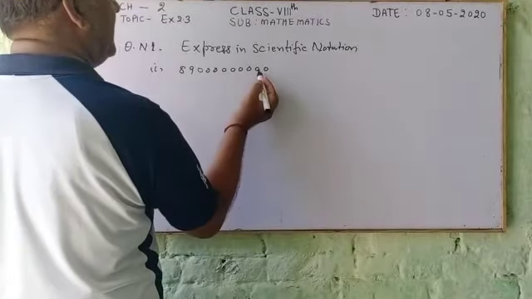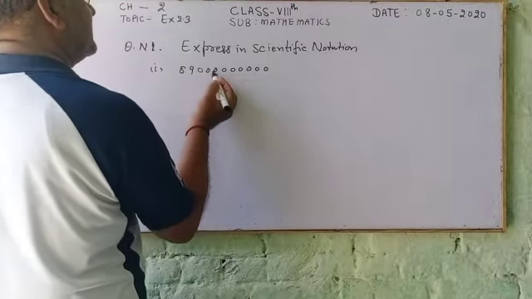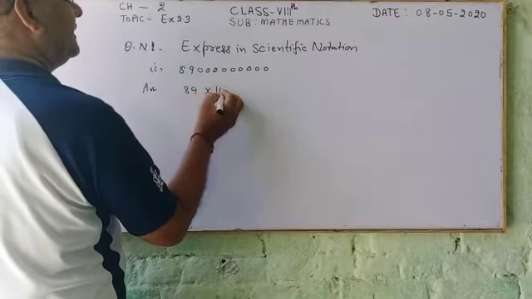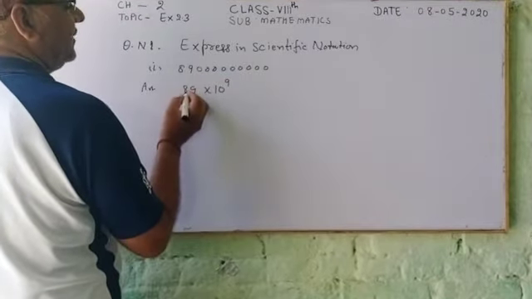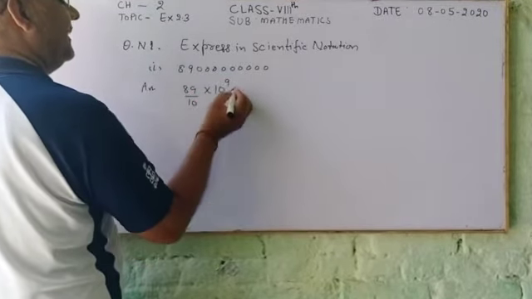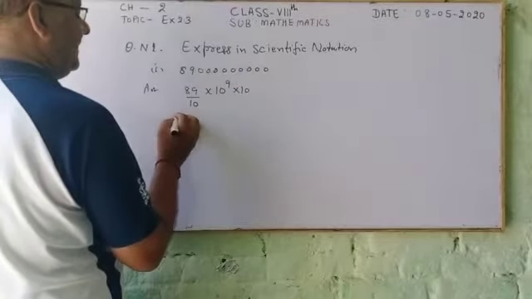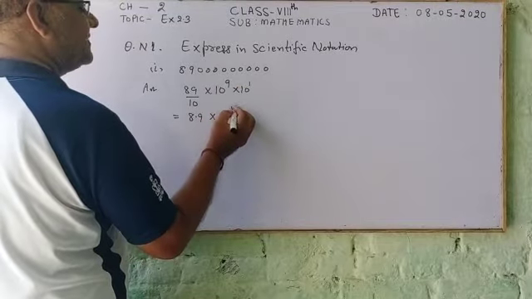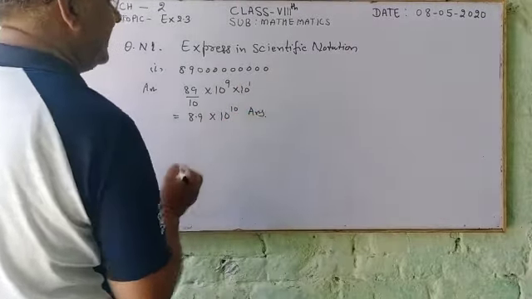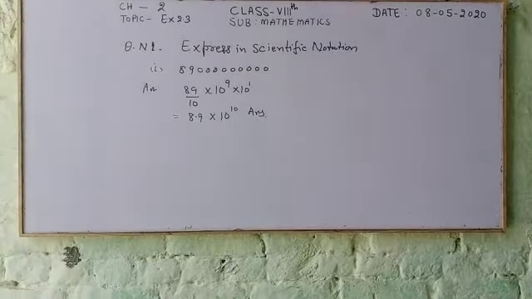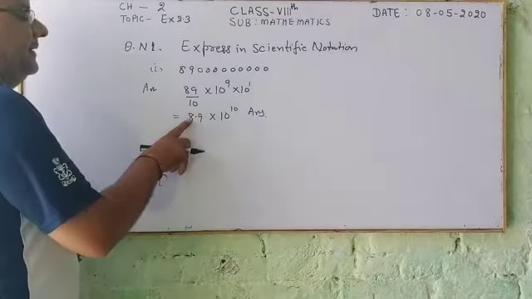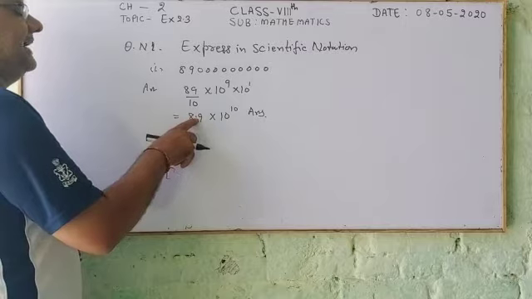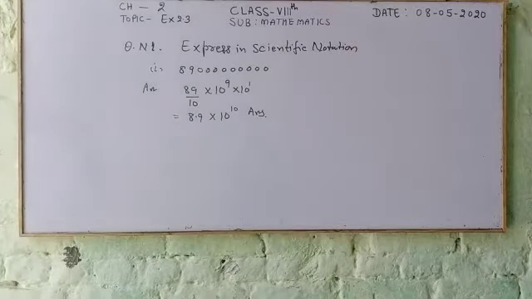Let us see here: 1, 2, 3, 4, 5, 6, 7, 8, 9. So 89 converts into 10 raised to power 9. Also with the decimal point, we divide and multiply by 10. We get 8.9 times 10 raised to power 9 plus 1, that is 10. This is the scientific notation. In scientific notation, students, look here, only the first digit, then the decimal here. So this is the scientific form.